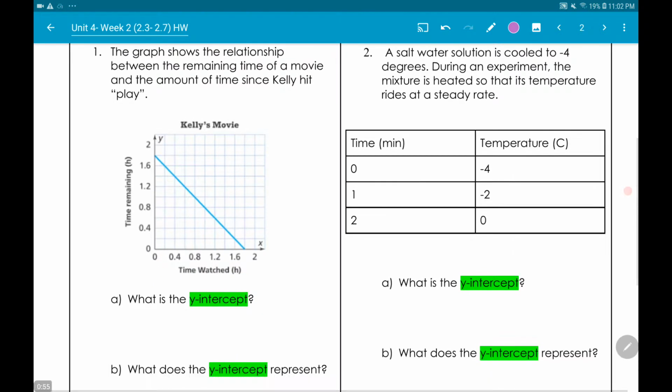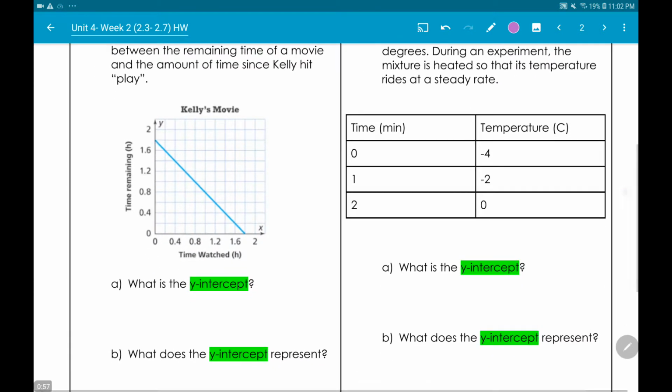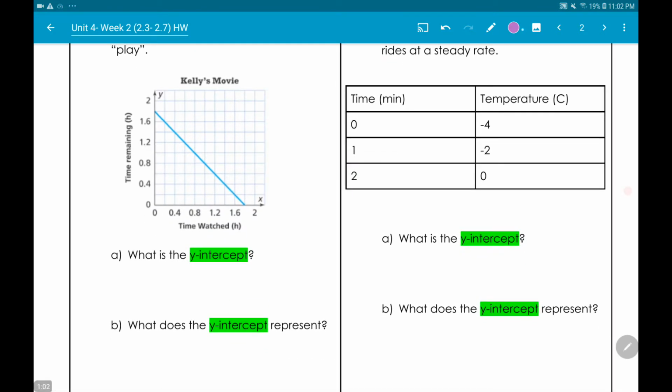Alright, so the graph shows the relationship between the remaining time of the movie and the amount of time since Kelly hit play. Before we go over what the y-intercept is, I just want us to fill out what this is counting by.